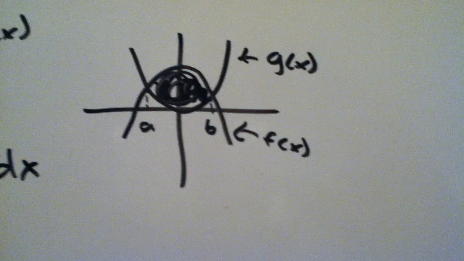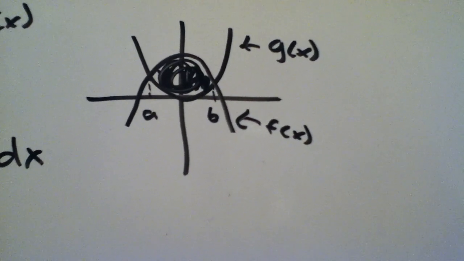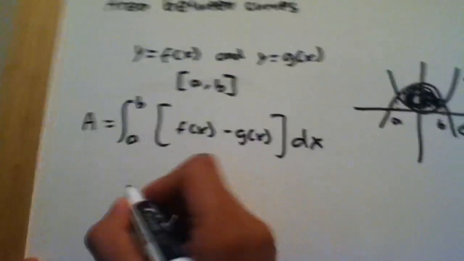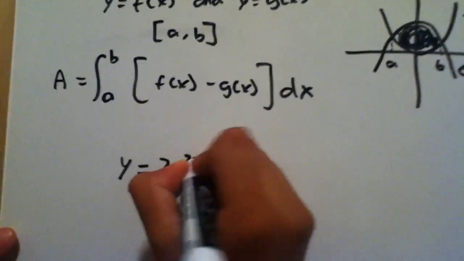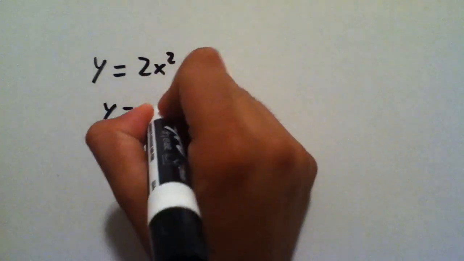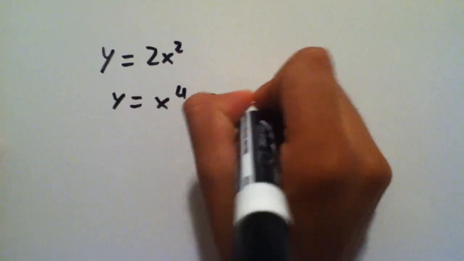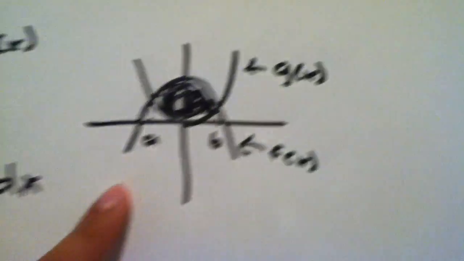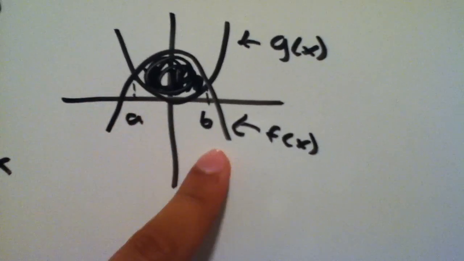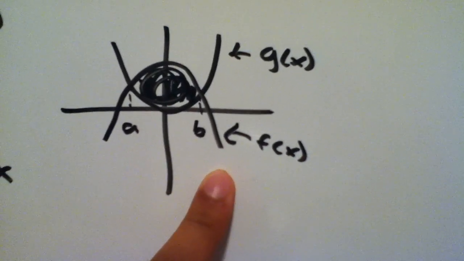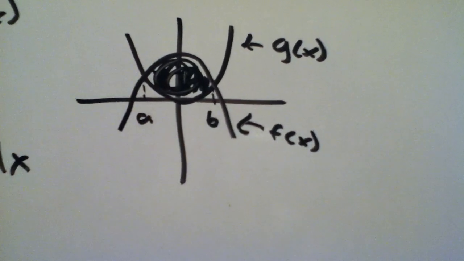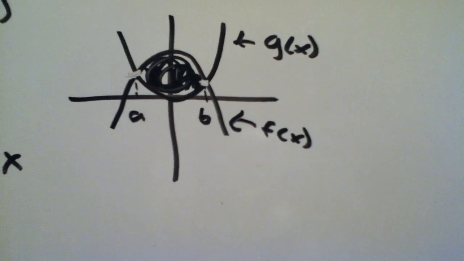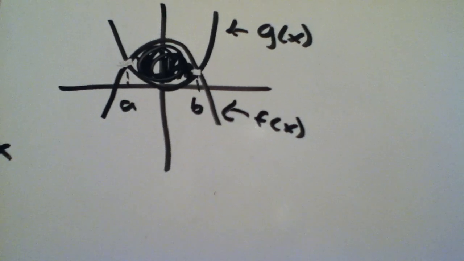So let's do an actual example with real numbers. Let's start with the area enclosed between these two curves. y is equal to 2x squared, and y is equal to x to the fourth minus 2x squared. Before we even begin, to find the region enclosed, the limits a and b of the integral are defined by the intersecting points of the two curves. So those give the limits of integration that we have to use.